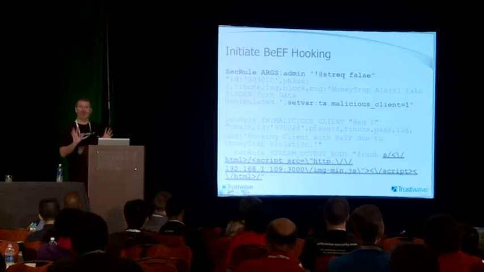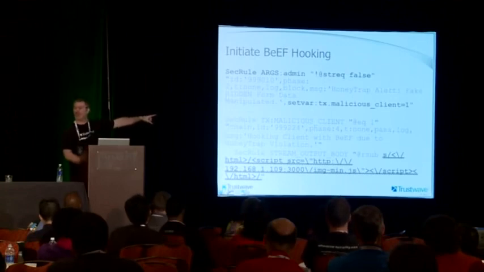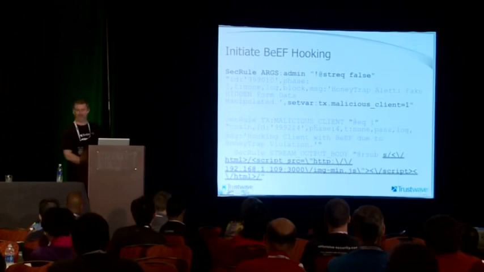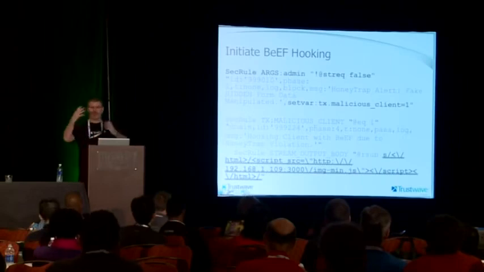In this case, no, we're not blocking based on that. What we're doing behind the scenes is we're setting another variable. In this case, we're flagging this transaction as a malicious user, so we have malicious client equals 1. Then we have the helper rule down here at the bottom. This is where we do the BeEF hooking, where we say if for a certain request coming in, ModSecurity says this is a malicious user, we're going to hook them.